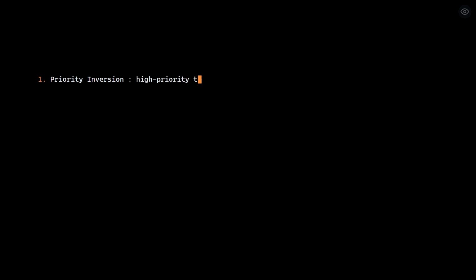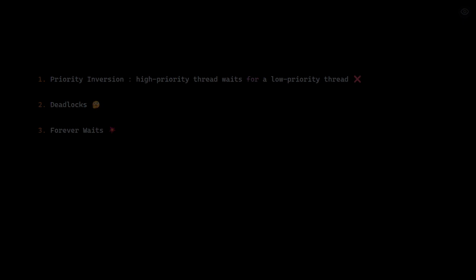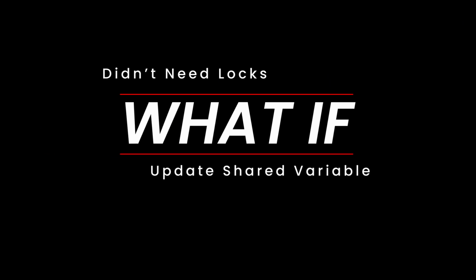And there are other problems. Priority inversion, where a high priority thread waits for a low priority one. Deadlocks, if you are not careful, and if a thread holding a lock gets stuck, everyone else waits forever. That's why for simple operations like incrementing a counter, locks are like using a sledgehammer to crack a nut. But what if we didn't need locks at all? What if we could update a shared variable without ever blocking another thread? That's exactly what compare and swap, or CAS, makes possible.